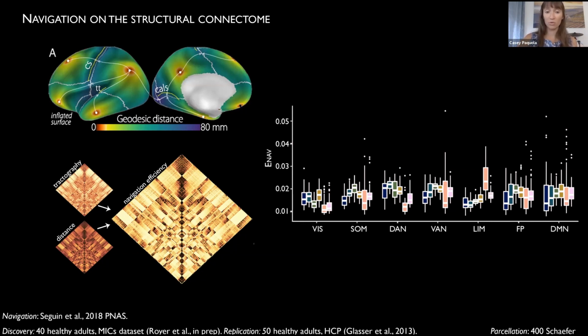And compared to null models, the default mode was the only network that seemed to have a real balance in navigation efficiency to all the different cortical types. So it shows that default mode has this potential to equally communicate across the sensory-fugal hierarchy.